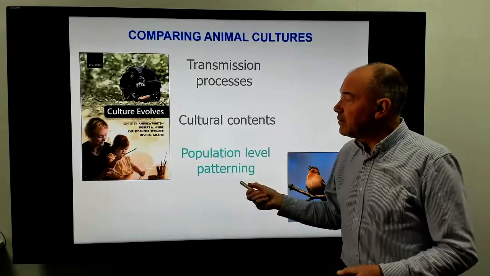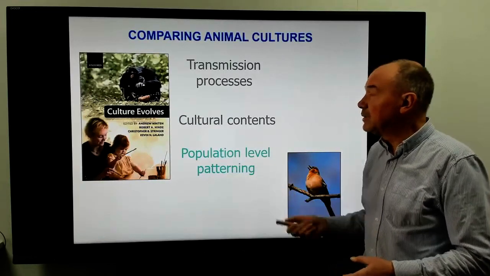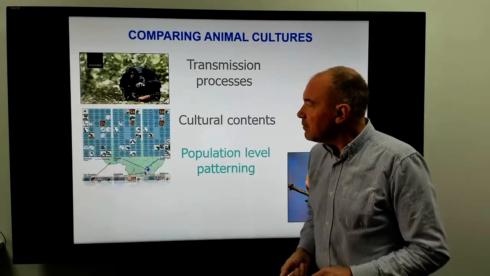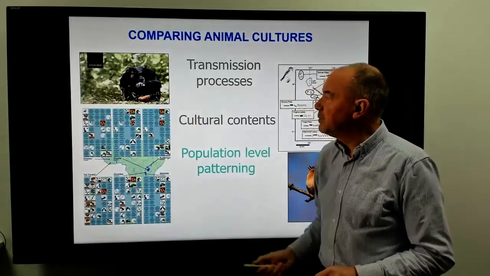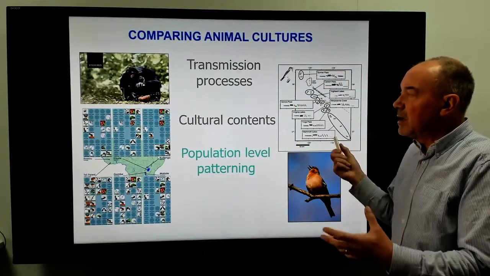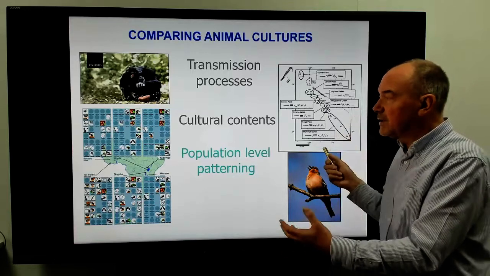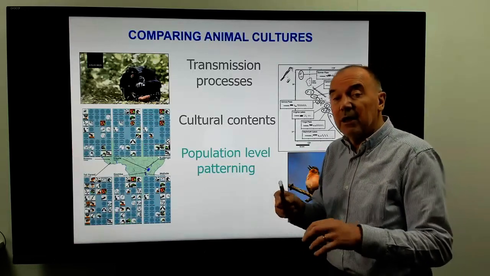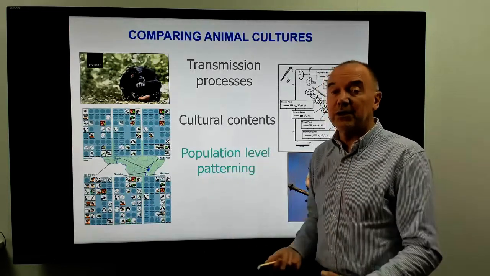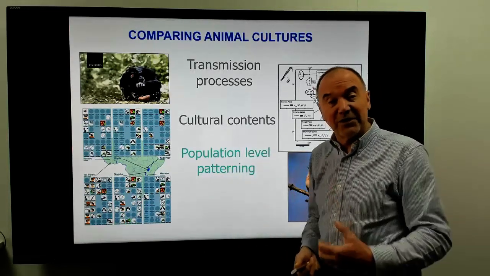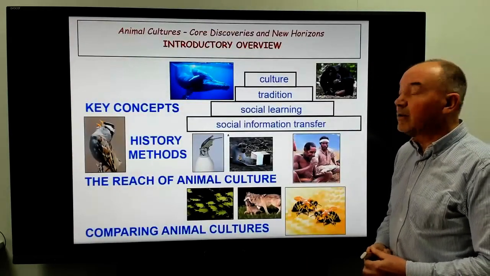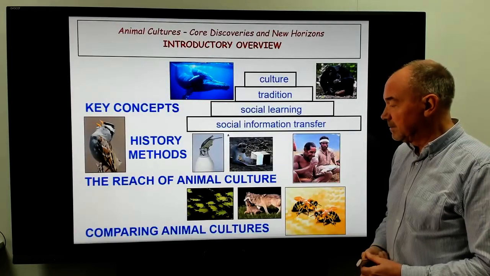And then finally, we may make comparisons across the population level patterning of traditions, such as those patterns we saw in chimpanzees earlier, or in the bird song dialects. Despite differences in the contents here, there may be interesting similarities in the way in which different traditions spread, the way they change over time, but also interesting differences. So with all of these, there's a compare and contrast operation to be done.